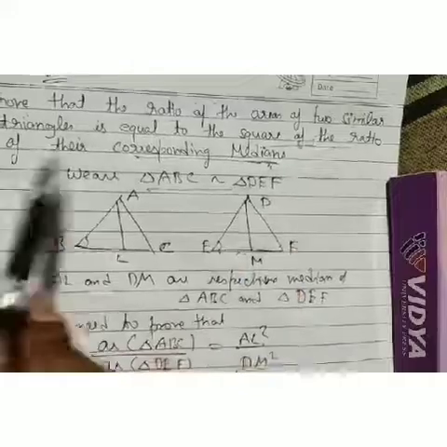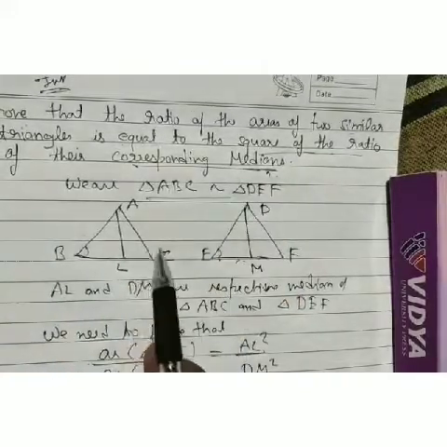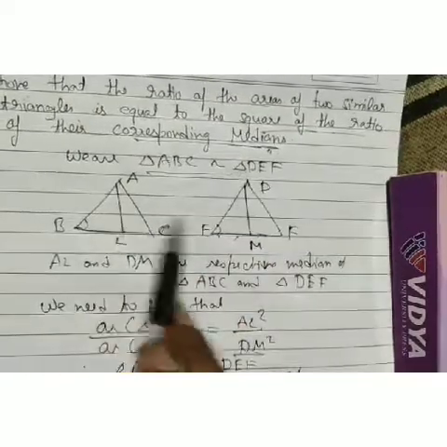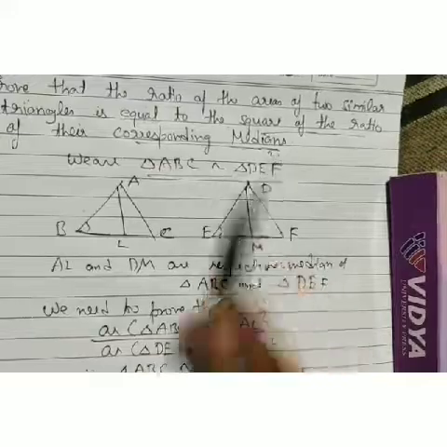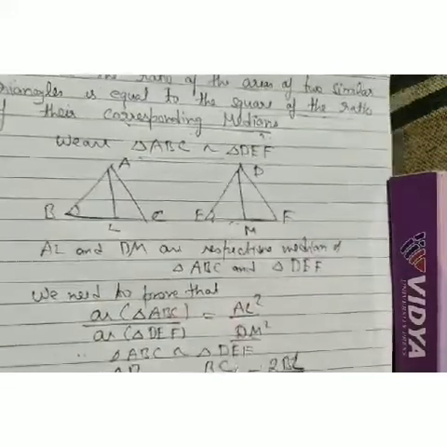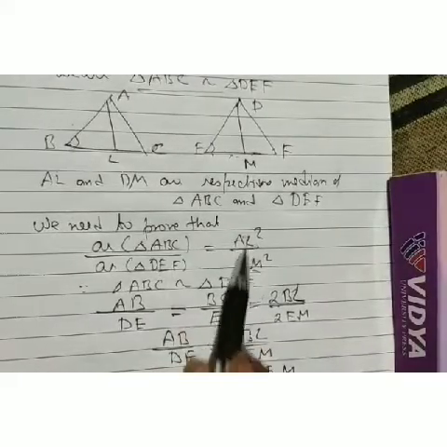What we had to show is that the ratio of the areas of two similar triangles is equal to the square of the ratio of their corresponding medians. Again, we start with two similar triangles ABC and DEF. Since we need the median part, we take two medians AL and DM in ABC and DEF respectively. Then we have to prove that the area of ABC to the area of DEF is AL square to DM square.